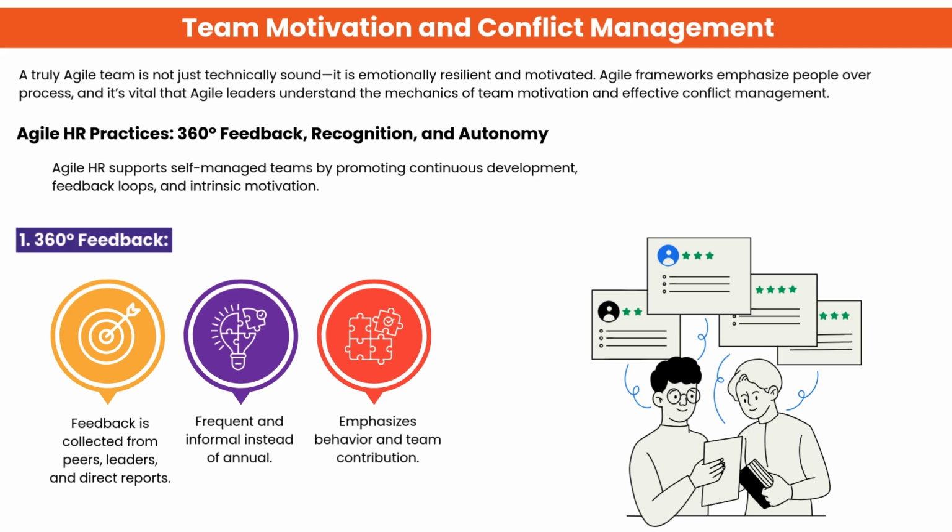outcomes. This slide highlights how Agile teams stay motivated through modern HR practices like 360 feedback, recognition, and autonomy. Instead of yearly appraisals, Agile encourages continuous multi-source feedback from peers, leaders, and team members. This builds transparency, improves behavior, strengthens collaboration, and keeps teams emotionally engaged and high-performing.